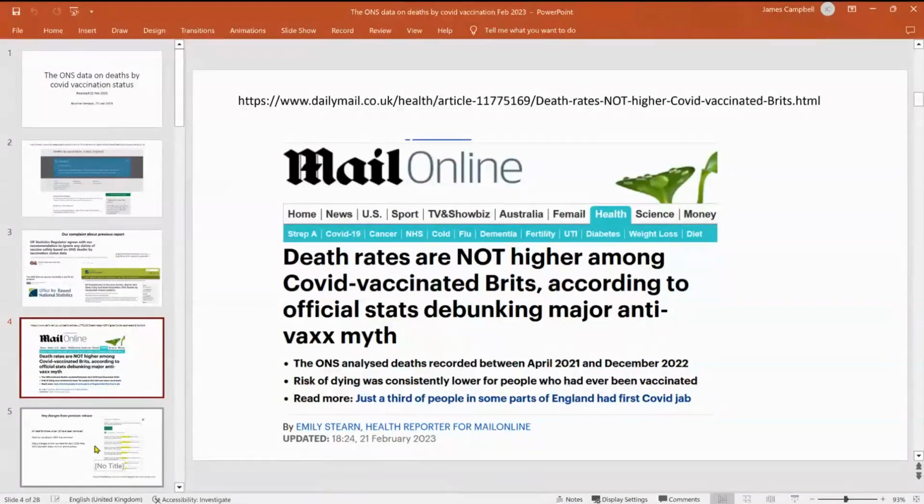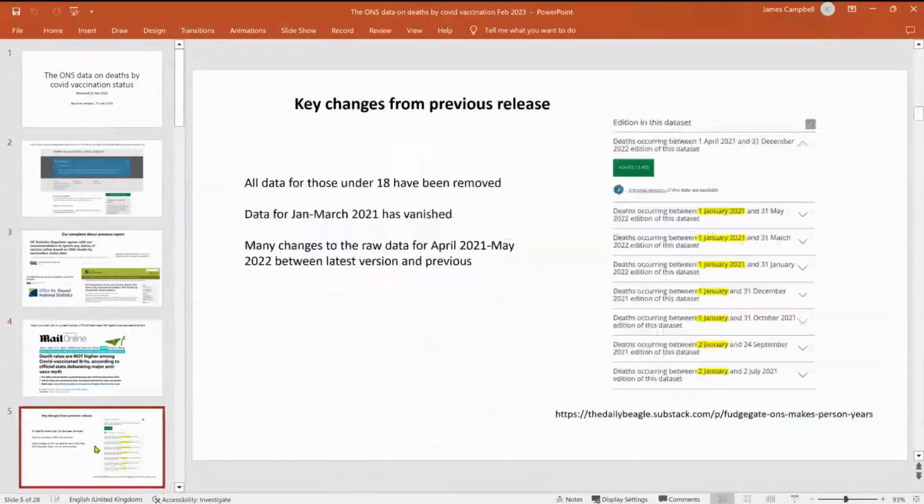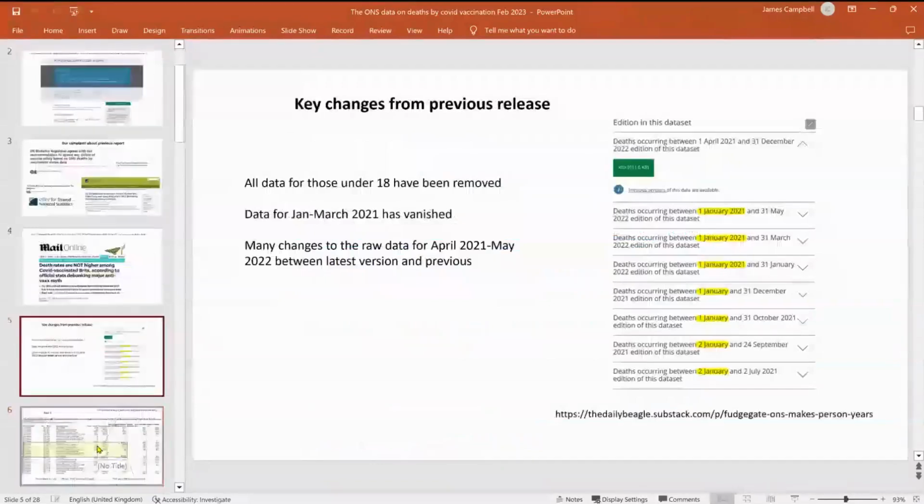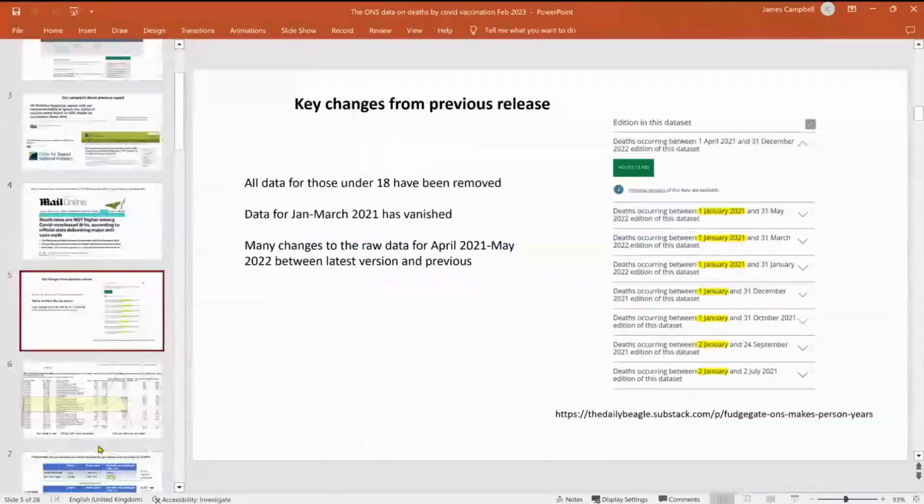Key changes from previous release. I just mentioned this. So we've now no longer got any data for the under 18. So we've got less data than before. We're less informed than before. The data for the first 3 months of the vaccination, that's all vanished. Now, the ONS claim that's because they're now using the 2021 census data, whereas before they were using the 2011 census data, and they say they have to remove those because they've only got people who were alive at the end of March 2021 in the latest census data.